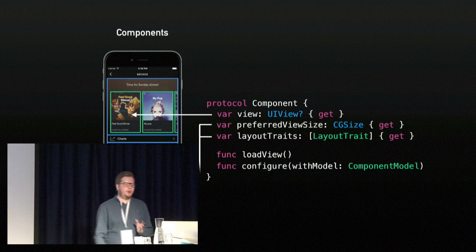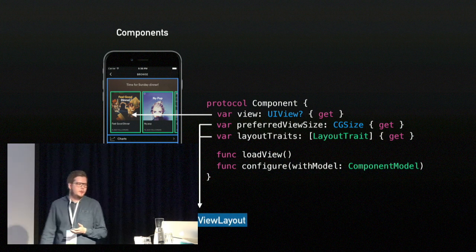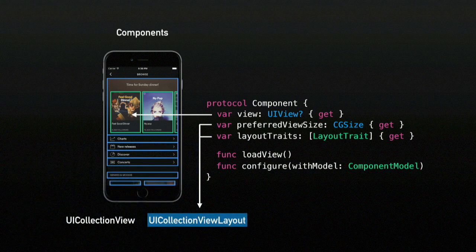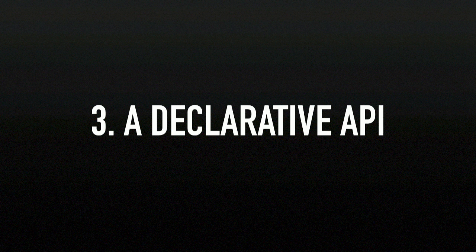So we're going to use the preferred view size and these layout traits to compute the UI collection view layout, and that's what we're going to use for rendering. So that kind of touches on the model layer and now the view layer as well. The third thing we need to talk about is the logic. And for that, we built a declarative API.